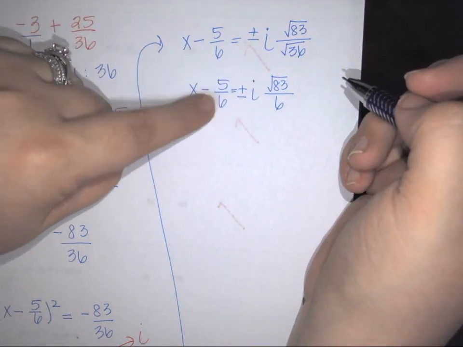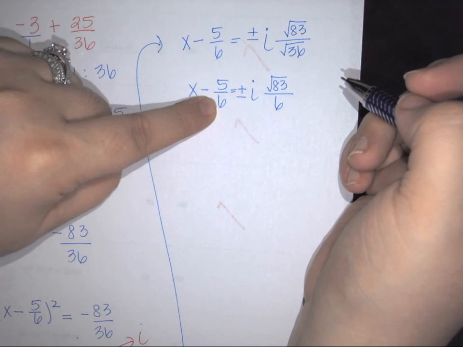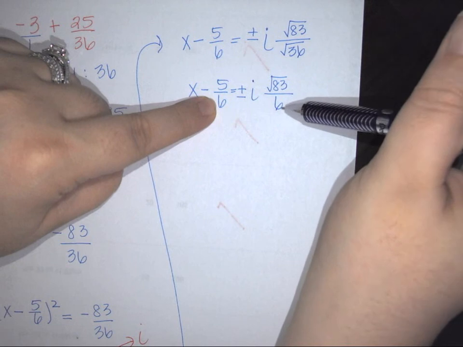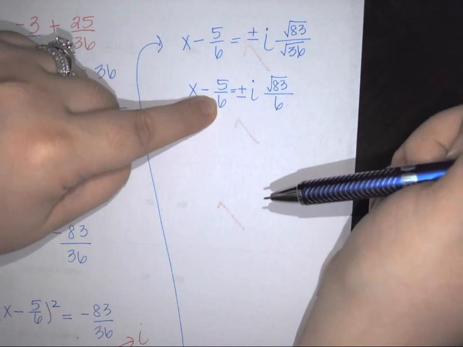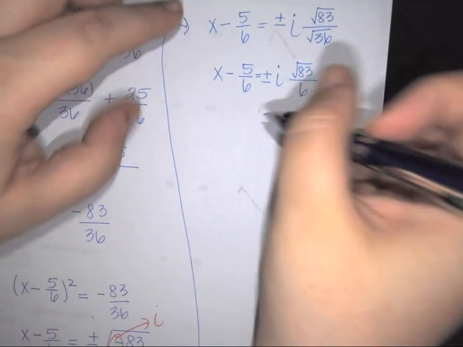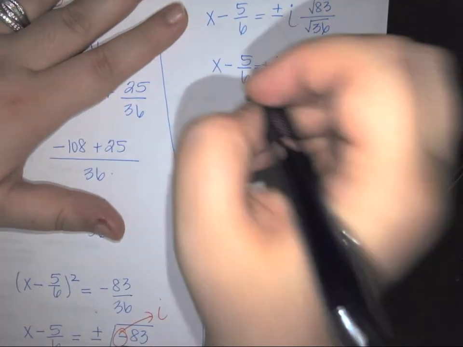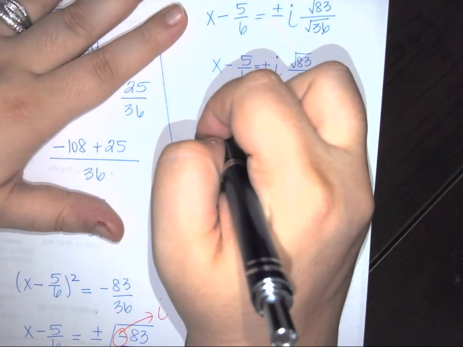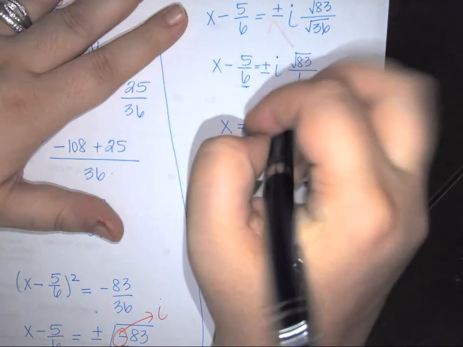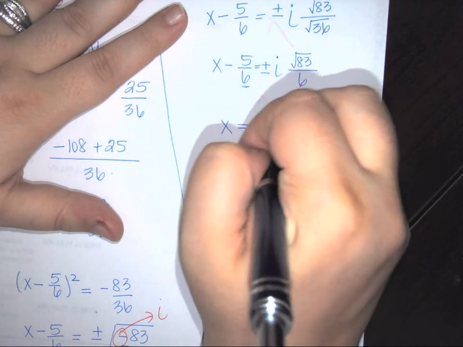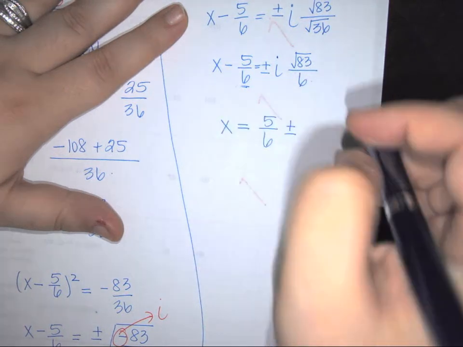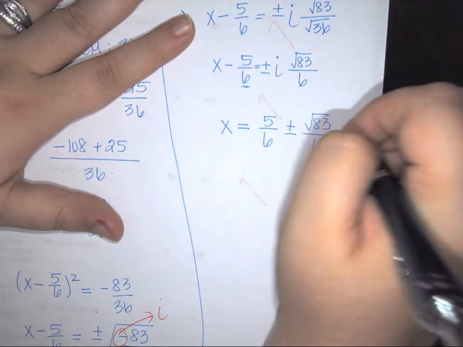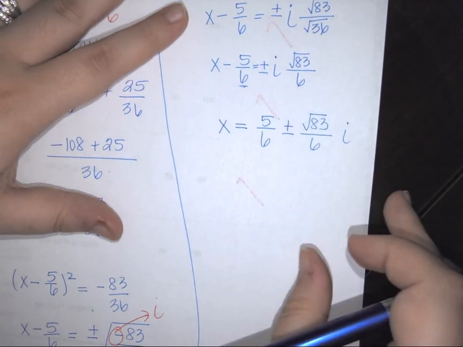Here's your hint. Whatever you had in the denominator on the one side when you created your perfect square factor, you should end up with the same denominator on the other. In this case, there is nothing else to reduce but to move this one over. So I end up with x is equal to 5 over 6 plus or minus the square root of 83 over 6 i off the end.